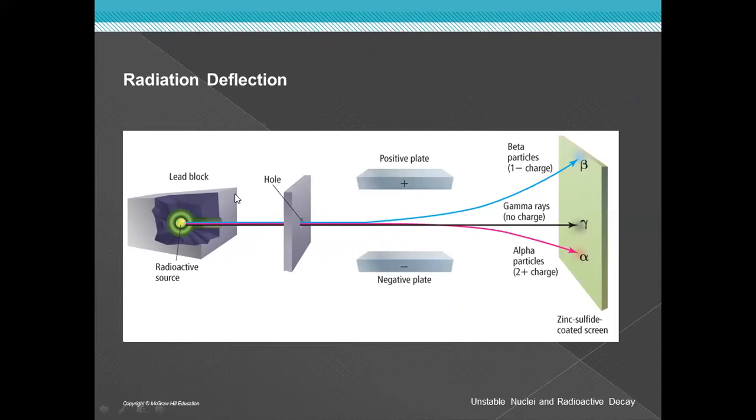you take a box made of lead, because lead is very strong and doesn't allow any particles to emit from it. This is a radioactive source, a radioactive element. And this is a hole through which rays can penetrate. This is a positive plate and a negative plate. Positive with positive will repel, but positive with negative will attract. And negative with negative will repel, but negative with positive will attract.